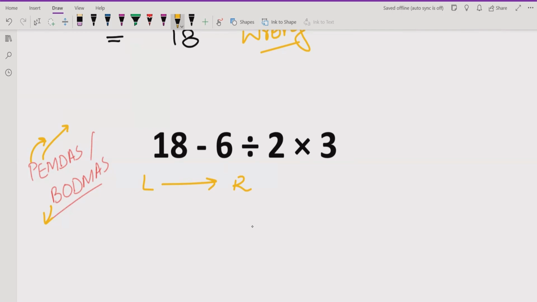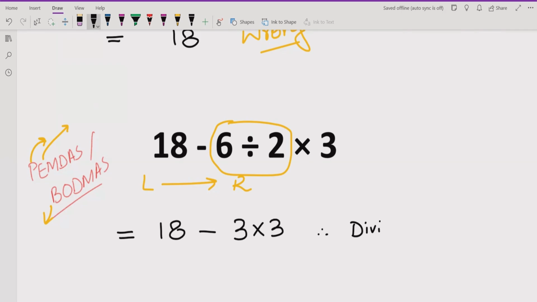Now we have to see multiplication and division, and which one is coming first, so we can solve as per the rule. We go left to right and see which is coming first. As per the rule, this part is coming first, 6 divided by 2, so we have to solve this first. 6 divided by 2 is 3, and then we write the other expression as it is. Here we did the division first.